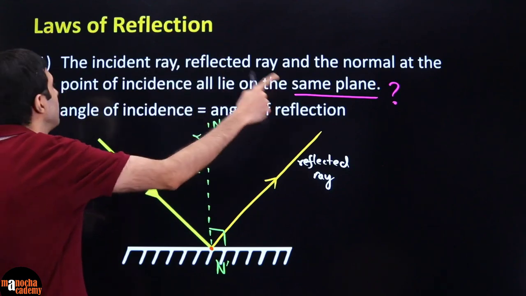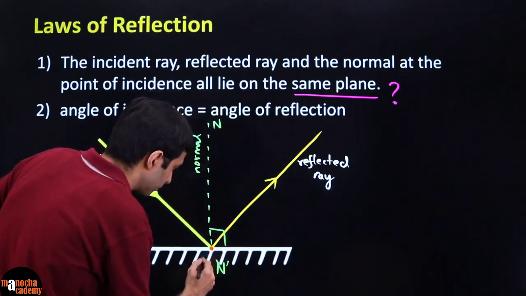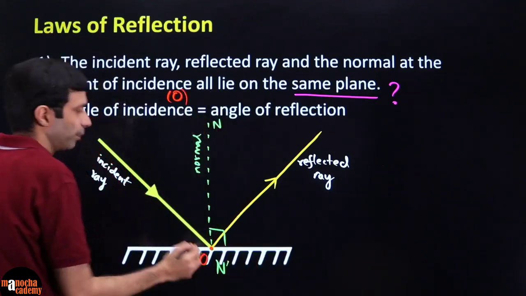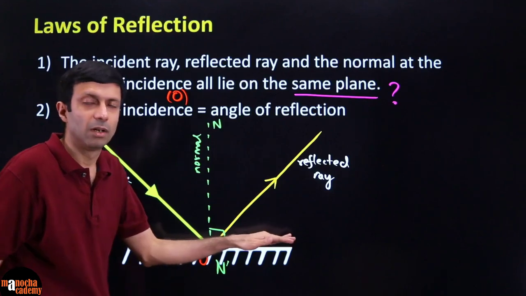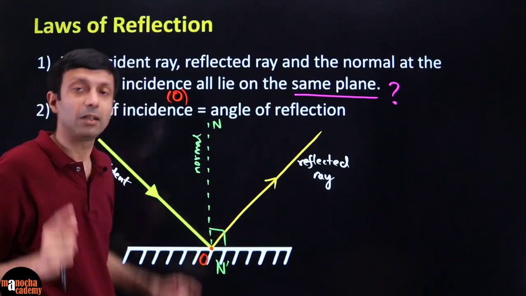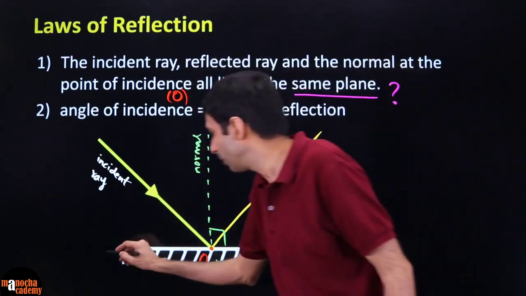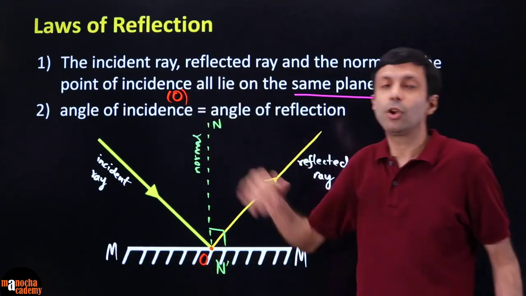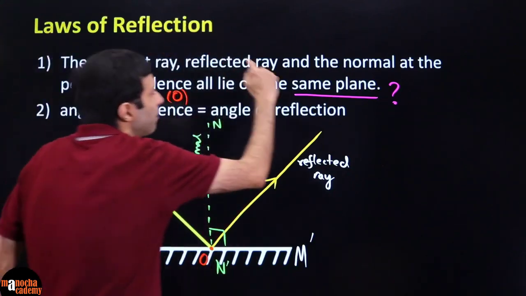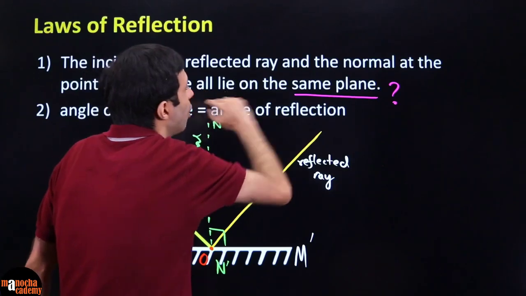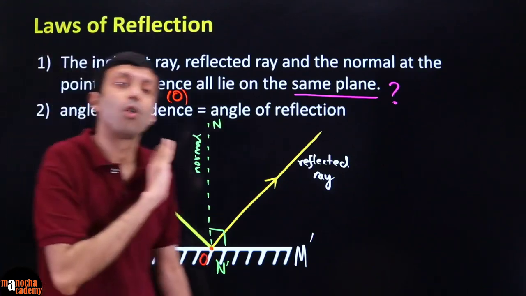The incident ray, the reflected ray and the normal at the point of incidence. So the point of incidence is this O here. So where do they lie on the same plane? Is the same plane the mirror? Do you think the plane is the mirror here? Yes or no? What do you think? If I label the mirror as mm dash, is that my plane? See, the first law doesn't even talk about the mirror. Otherwise they would have said mirror, right? So look at the law. It says the incident ray, the reflected ray and the normal at the point of incidence all lie on the same plane. They didn't write mirror. They said same plane. So the plane is not the mirror here.